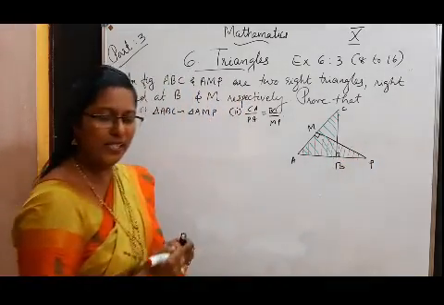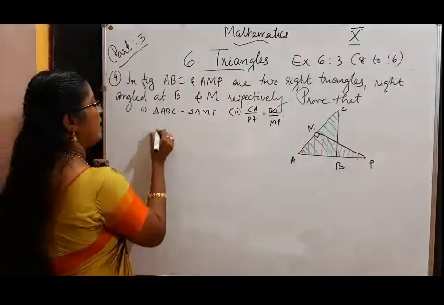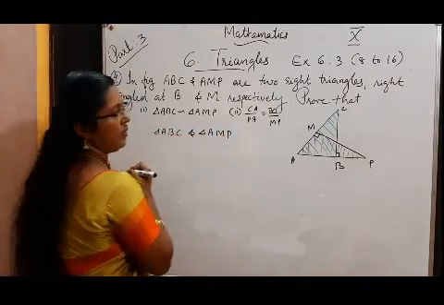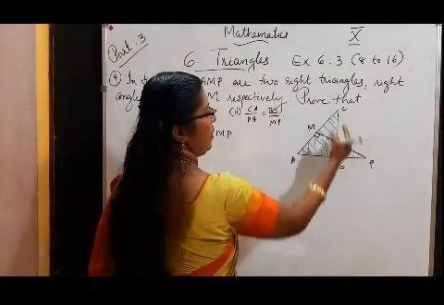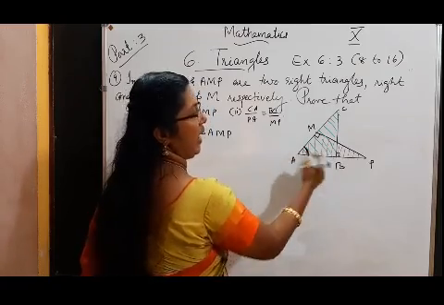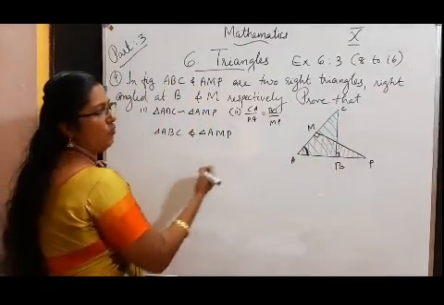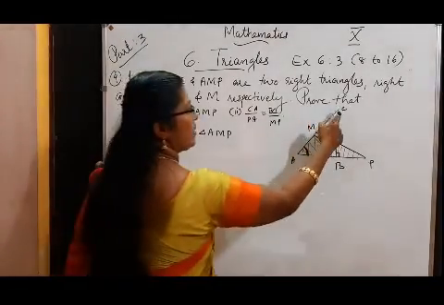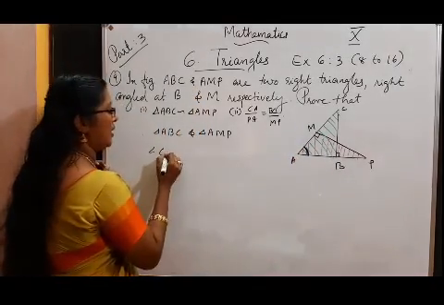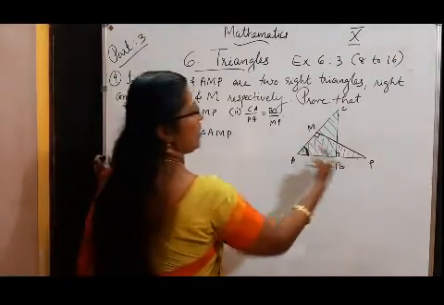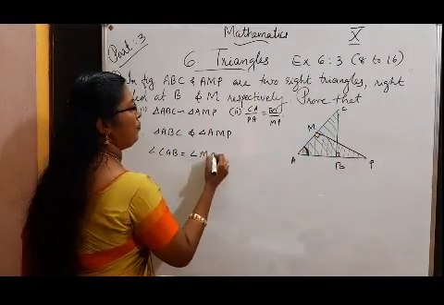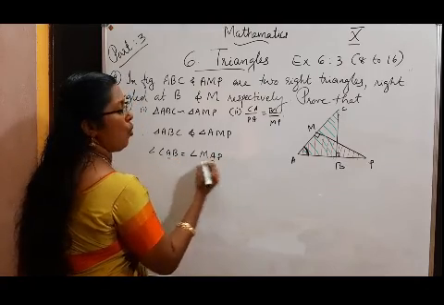Consider these two triangles. What is given? Triangle ABC and triangle AMP. In both triangles, angle A is common. So we can write angle CAB equal to angle MAP, since A is common.